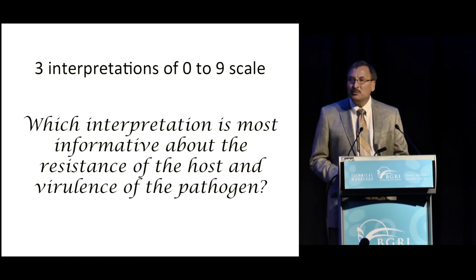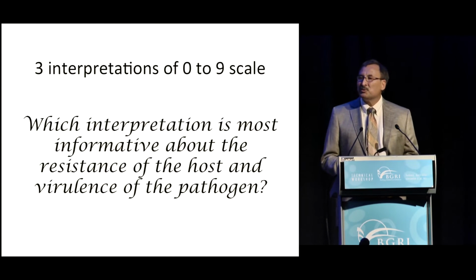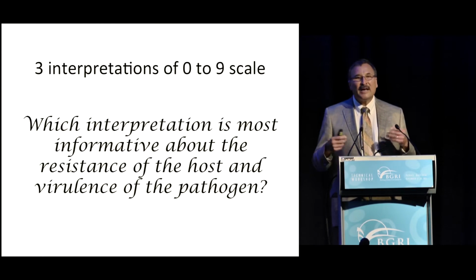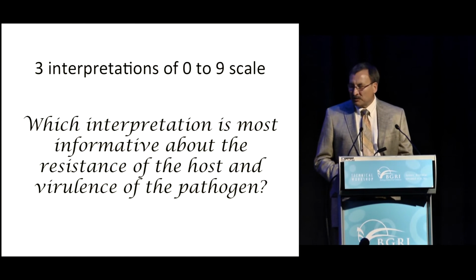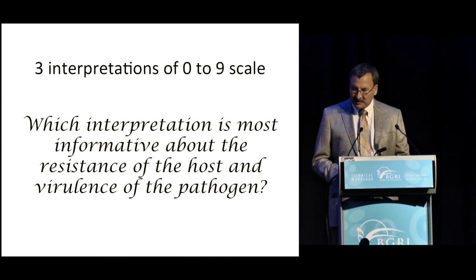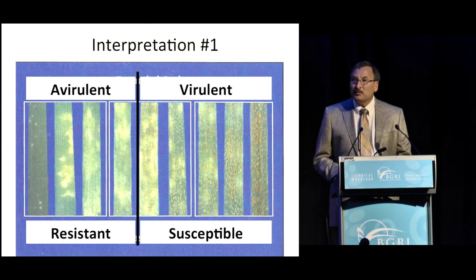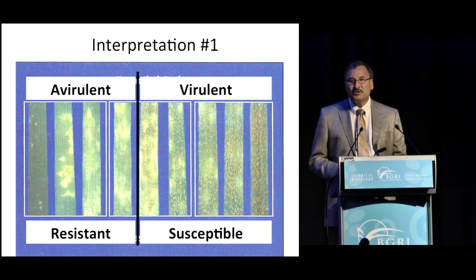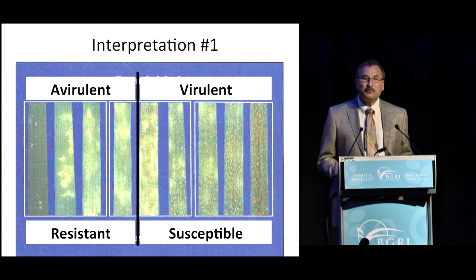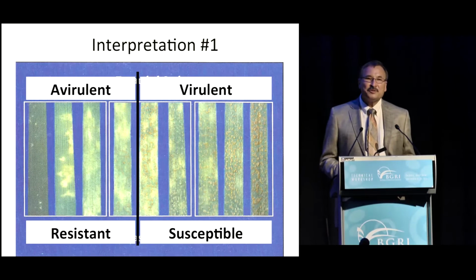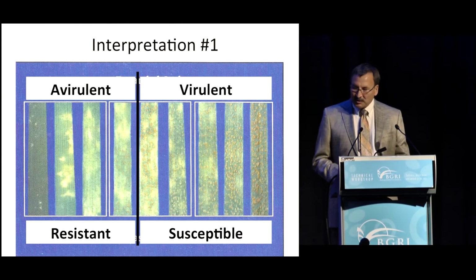Now, I'm going to show you 3 interpretations of the 0 to 9 scale, and then I'm going to ask you which interpretation is most informative about resistance of the host and virulence of the pathogen. So with interpretation number 1, infection types 0 to 4 are the pathogen is avirulent and the host resistant. For infection types 5 through 9, the pathogen is considered virulent and the host susceptible.